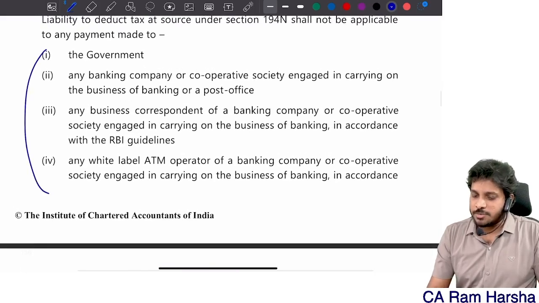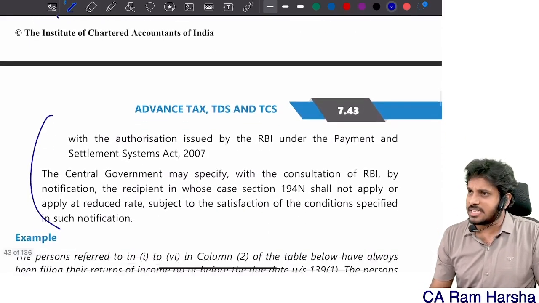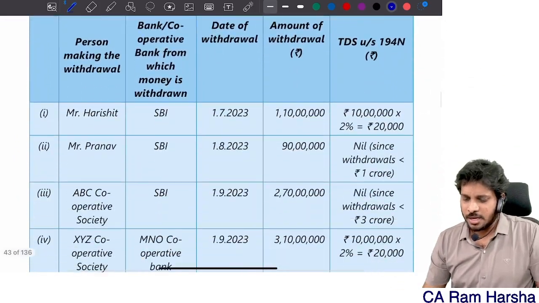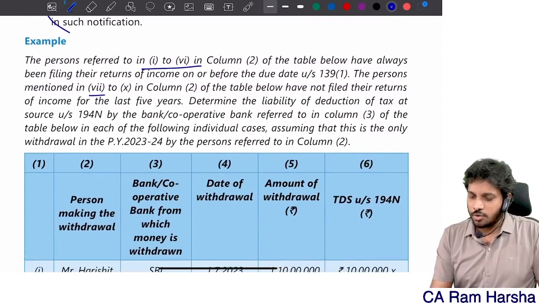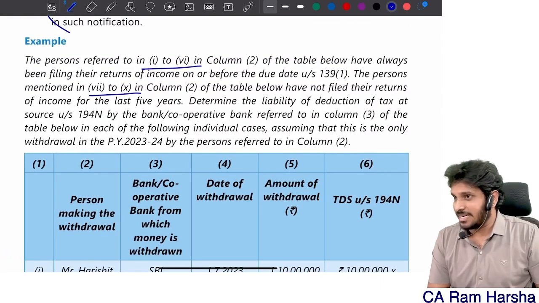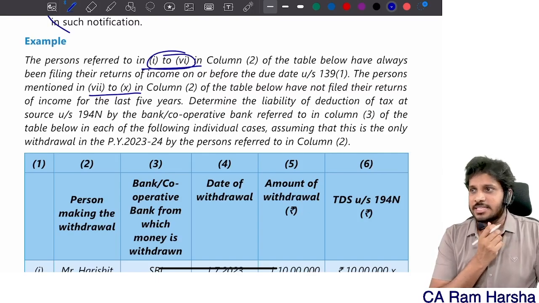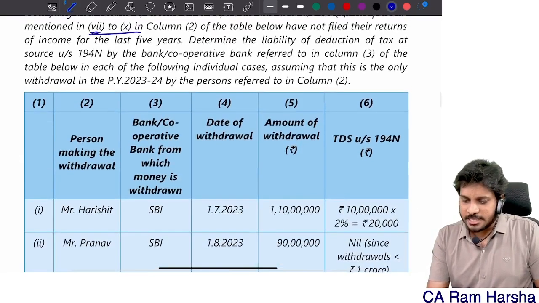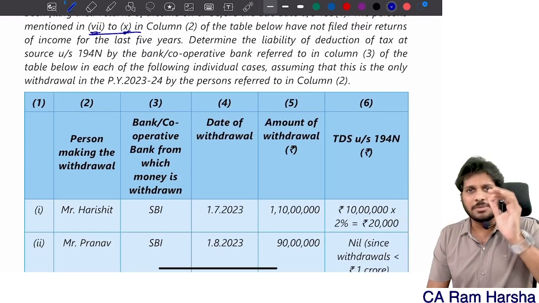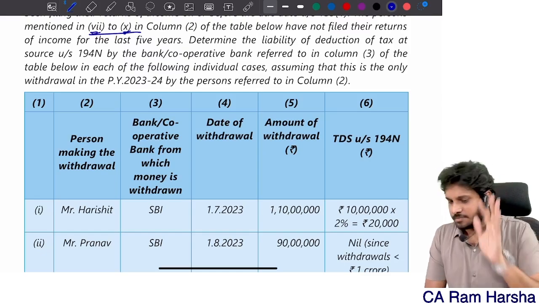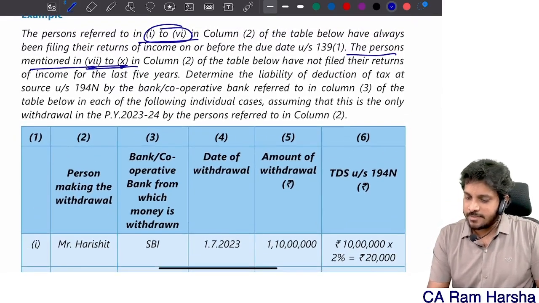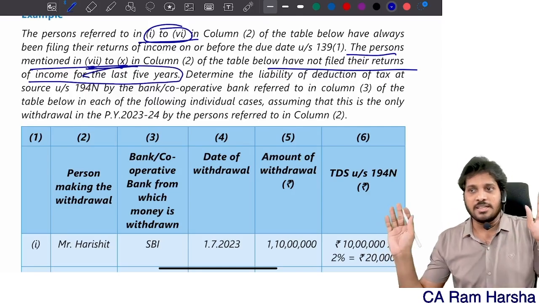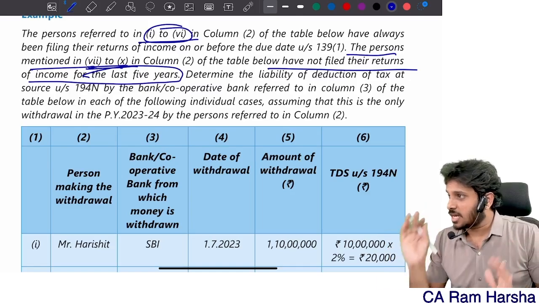By the way, if the cash withdrawal is made by the government, bank, ATM centers, for them it is not applicable. They are all internal government departments; TDS will not apply on government entities. So for example, they have given 10 cases, case number 1 to case number 10. Up to case number 6, they are all filing returns regularly in the past 3 years. Whereas from case number 7 to case number 10, they did not file returns. The persons mentioned in 7 to 10 have not filed the returns in the last 5 years. Actually 3 is enough, but they have not filed in the last 5. So the higher rate of TDS provision is applicable on cash withdrawal.